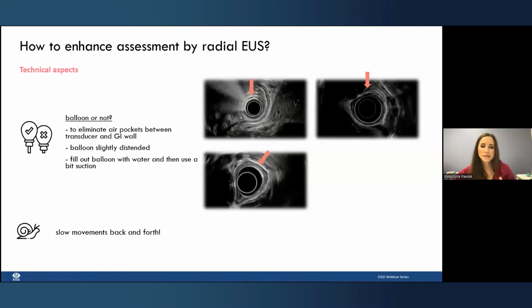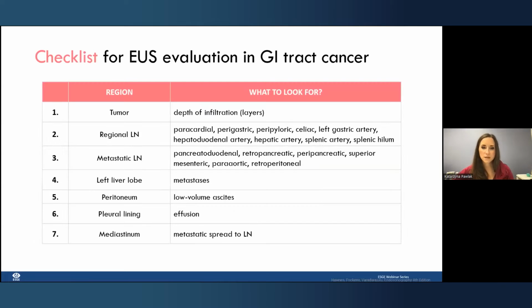And another thing is always the question whether we should use the balloon or not. As I mentioned before, it's easier to assess with the balloon because the balloon will eliminate air pockets between the transducer and the GI wall, as you can see in the pictures. We only use the balloon slightly distended, and we fill the balloon with water. In the beginning, we use a little bit of suction to remove the air from the rest of the balloon. And the assessment should always be done with very slow movements back and forth. Sometimes we also just stay at the site of the lesion, because rotating movements will anyway provide another assessment.